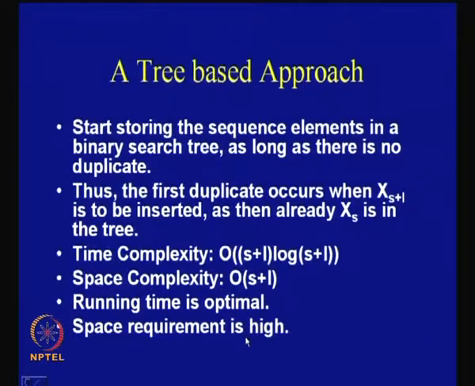One way of doing this could be a tree based approach. You start storing the sequence elements in a binary search tree as long as there is no duplicate. You keep on adding them into the tree. Therefore the first duplicate occurs when xs plus L is to be inserted, because xs is already inserted into the tree. The moment you insert xs plus L, you know there is a duplication and therefore you report a collision.